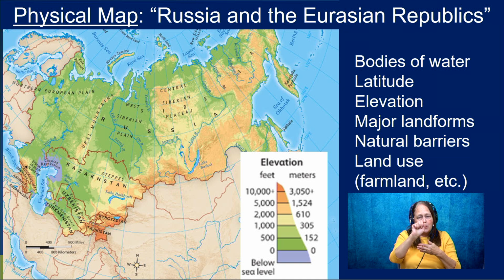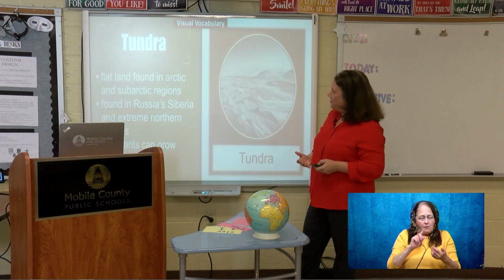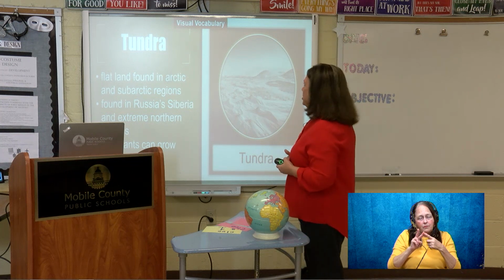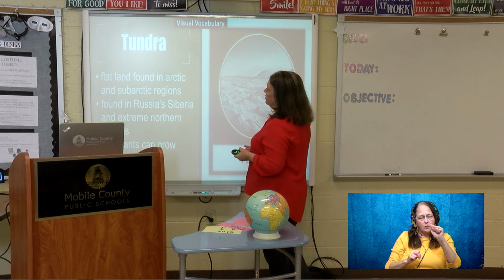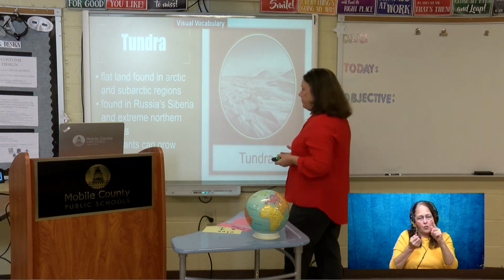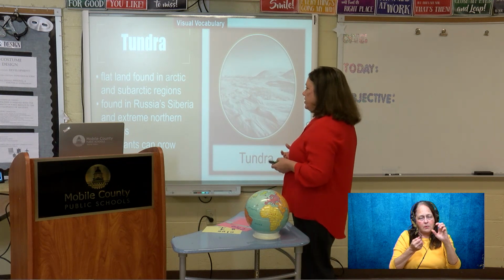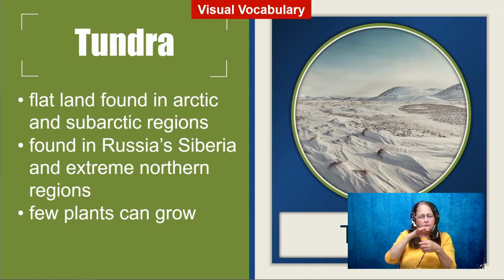And if you know anything about Siberia, it's cold and not very hospitable to humans. So let's take a look at some visual vocabulary, some things about this region. The tundra. This is flat land found in the Arctic and subarctic regions. And this is what you're going to find in Russia's Siberia and extreme northern regions. This is a place where very few plants can grow.